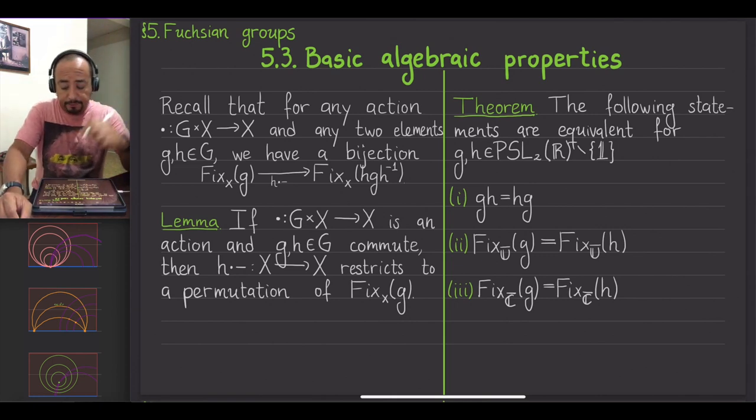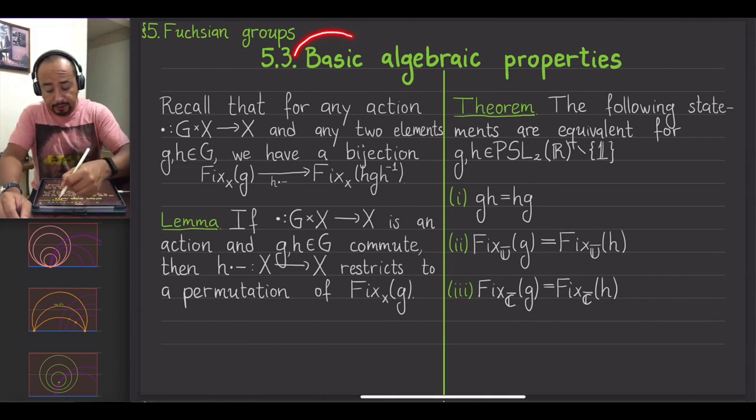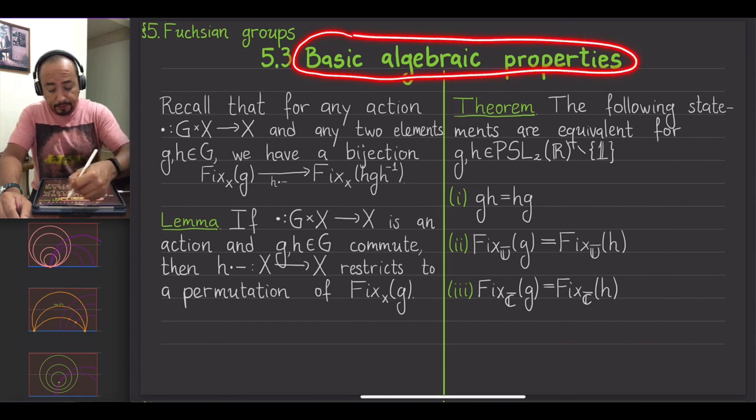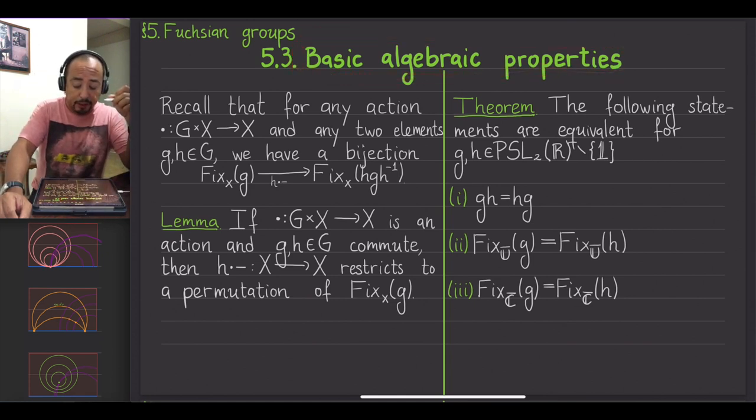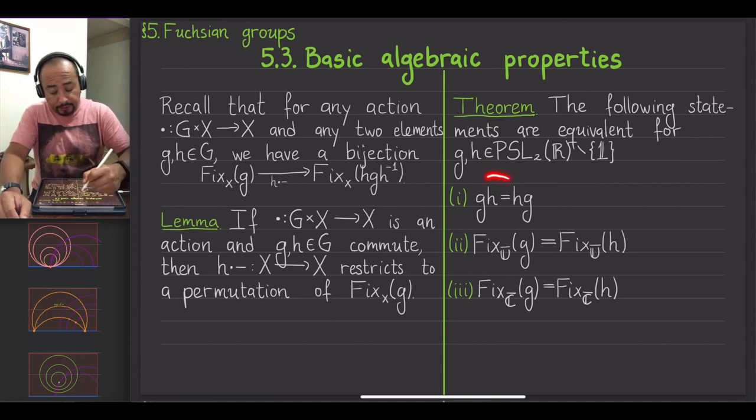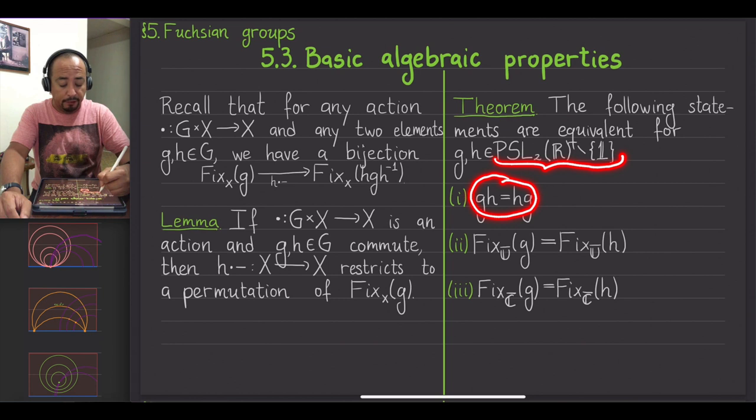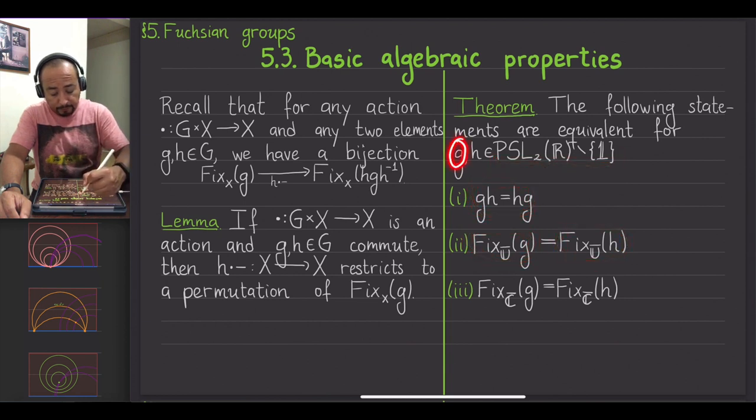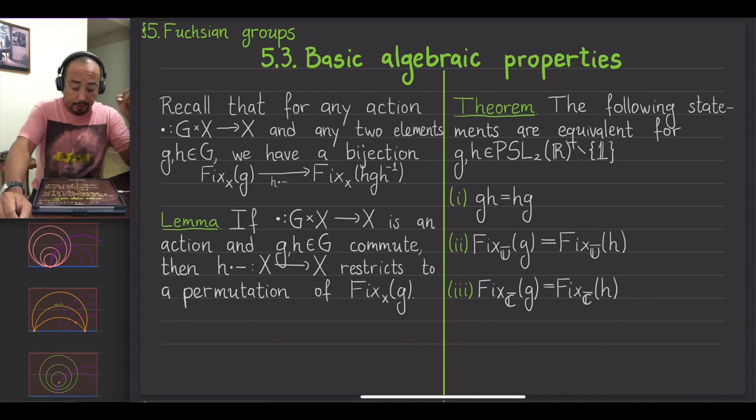Welcome to today's class. Today, we're going to study some basic algebraic properties of Fuchsian groups. The main two results of today are going to be, first, a characterization of the commutativity of any two non-identity elements of the group of orientation-preserving isometries of the hyperbolic plane in terms of the sets of fixed points of the transformations involved. And second, we are going to prove that there is no Fuchsian group isomorphic to Z plus Z.